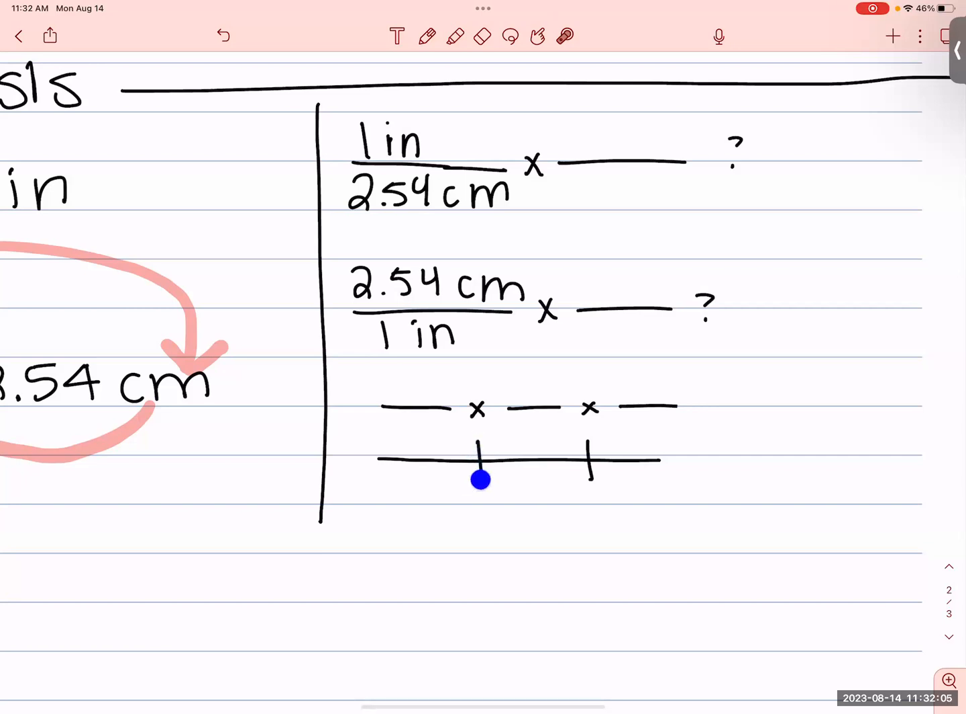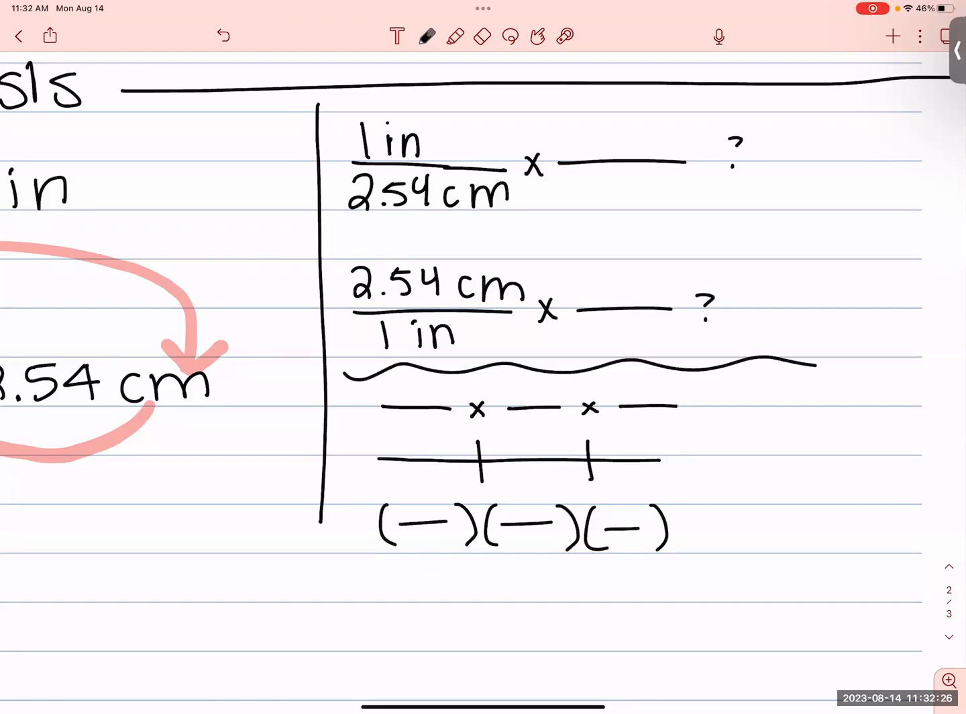Anytime you cross this vertical line, that means multiply across. Anytime you cross the horizontal line, it's division, right? So anything in the bottom of a fraction is actually being divided. Other people I've seen do it like this, where the fractions are in parentheses. It's all the same thing. So you can use any of these, whatever works for you. Okay.